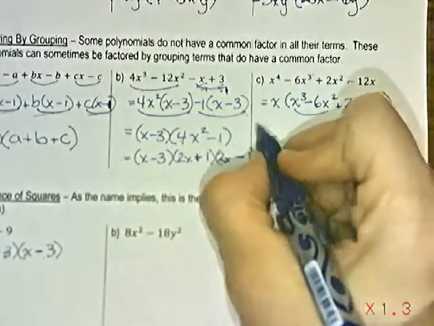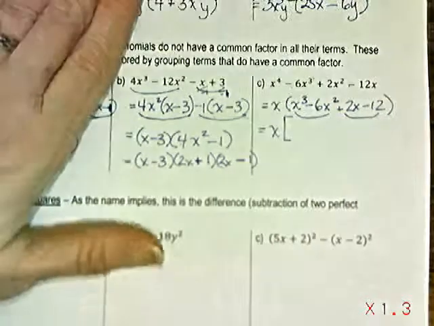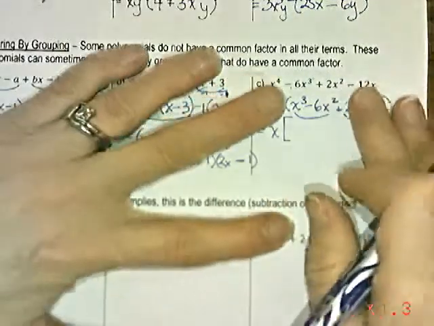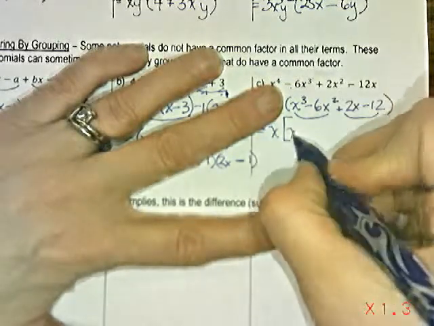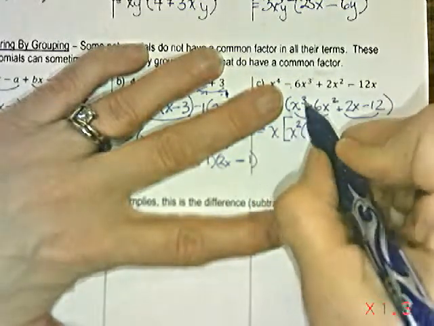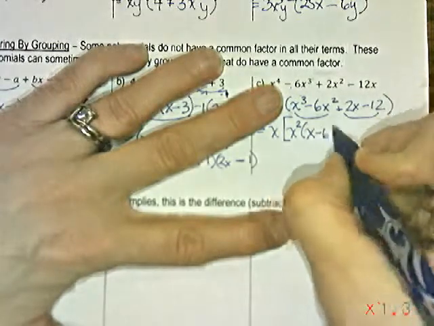I'll take a look at each of those terms. I'm going to use square brackets to sort of keep these brackets separate. And I look to see, of those two terms, what do I have in common? It is an x squared term. If I divide an x squared out of each of those terms, I am left with x minus 6.